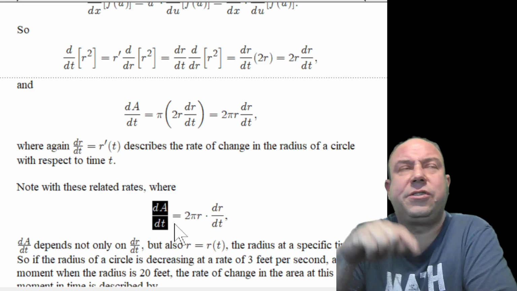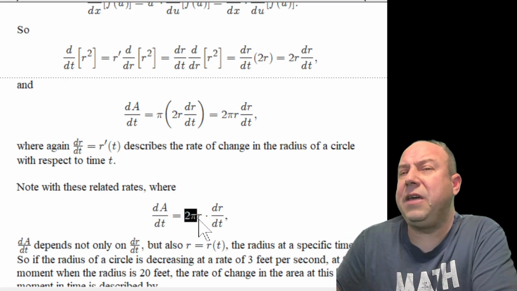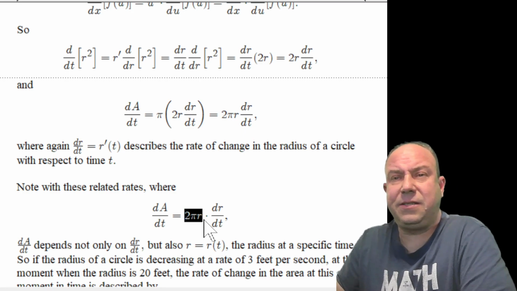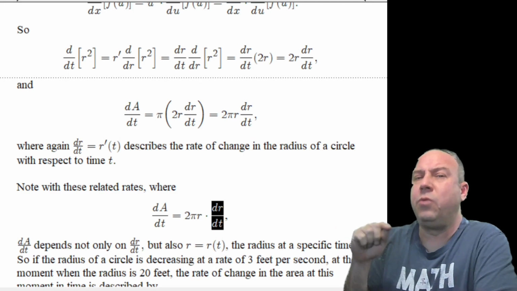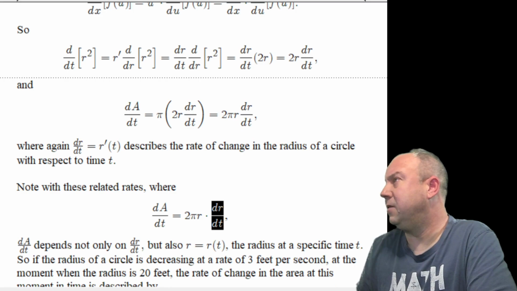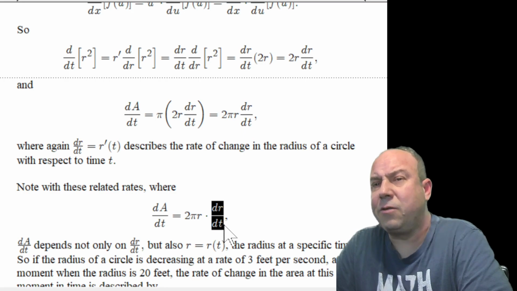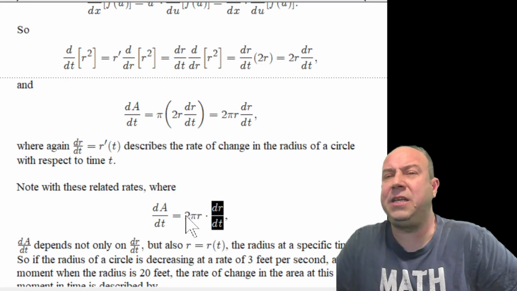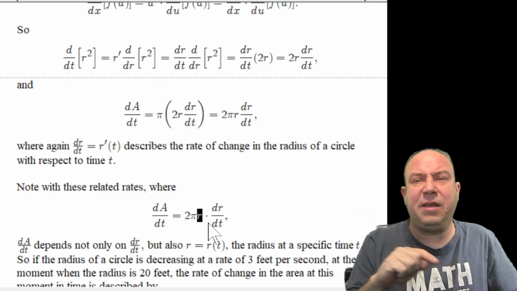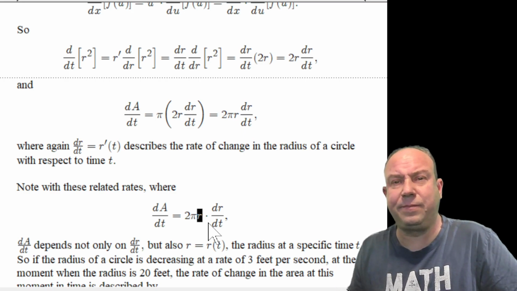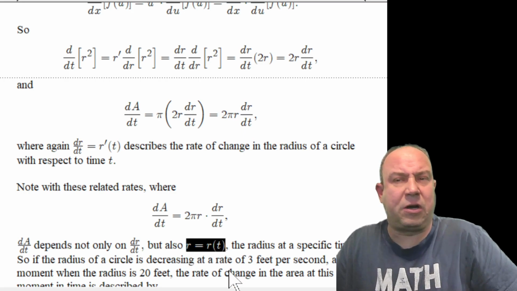The rate of change in a circle's area with respect to time t will be given by 2 pi times the radius times the rate of change in the radius with respect to time t. Right? Not only does dA dt depend upon the rate of change in our radius with respect to time t, it also depends upon what r is at any particular moment in time. A value of r that we might think of as being some function of time t.